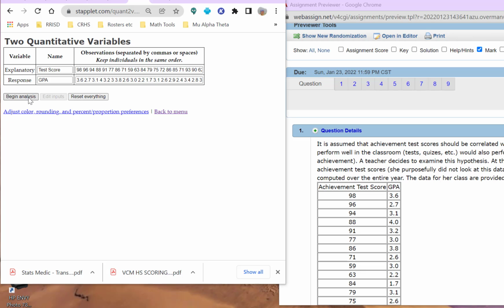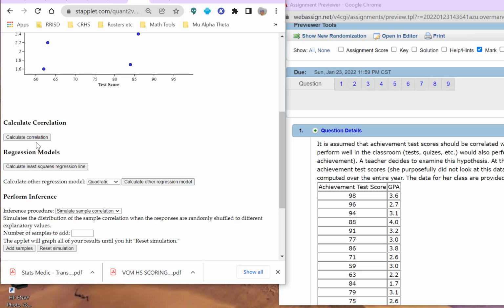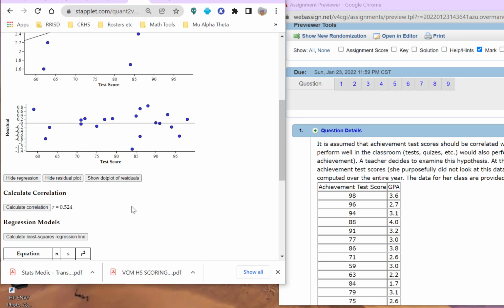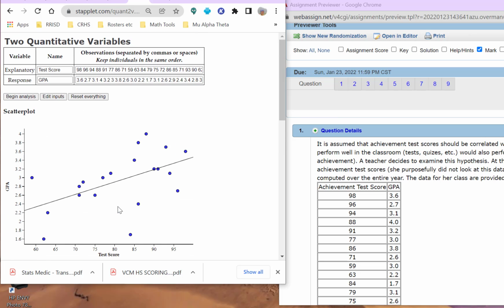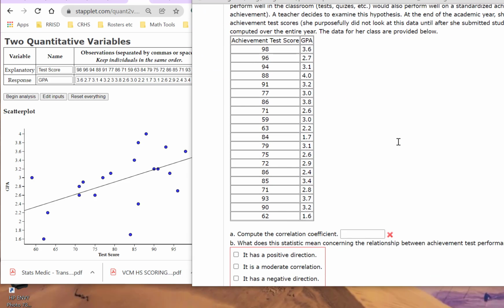So I'm going to hit begin analysis. All right, and there is our scatter plot. And I'm going to calculate the correlation. Just go ahead and do both these buttons every time. You should not need the dot plot of the residuals ever in this class. Maybe this one you will. All right, so let's go ahead and see what our questions say.